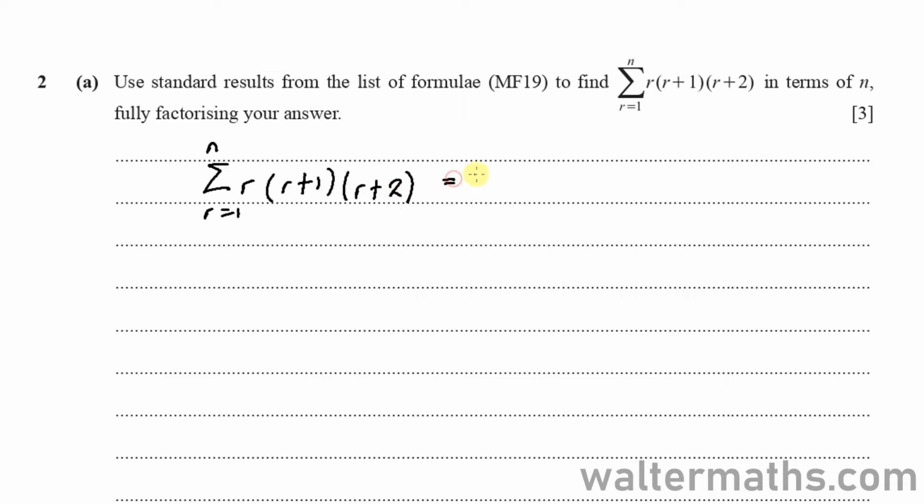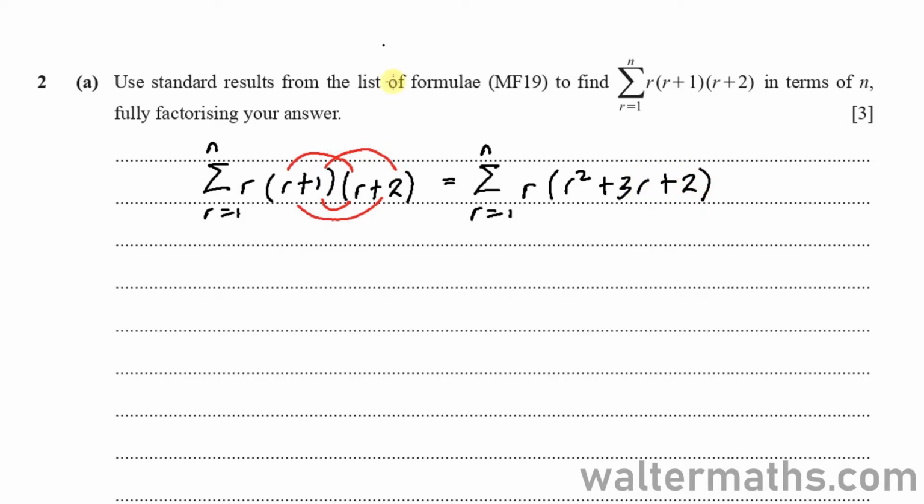Now, this is the same as the sum from r is equal to 1 up to n of r of, here we'll multiply r times r to get r squared, and r plus 2r, so that gives us 3r, and it's plus 1 times 2, and that's 2.